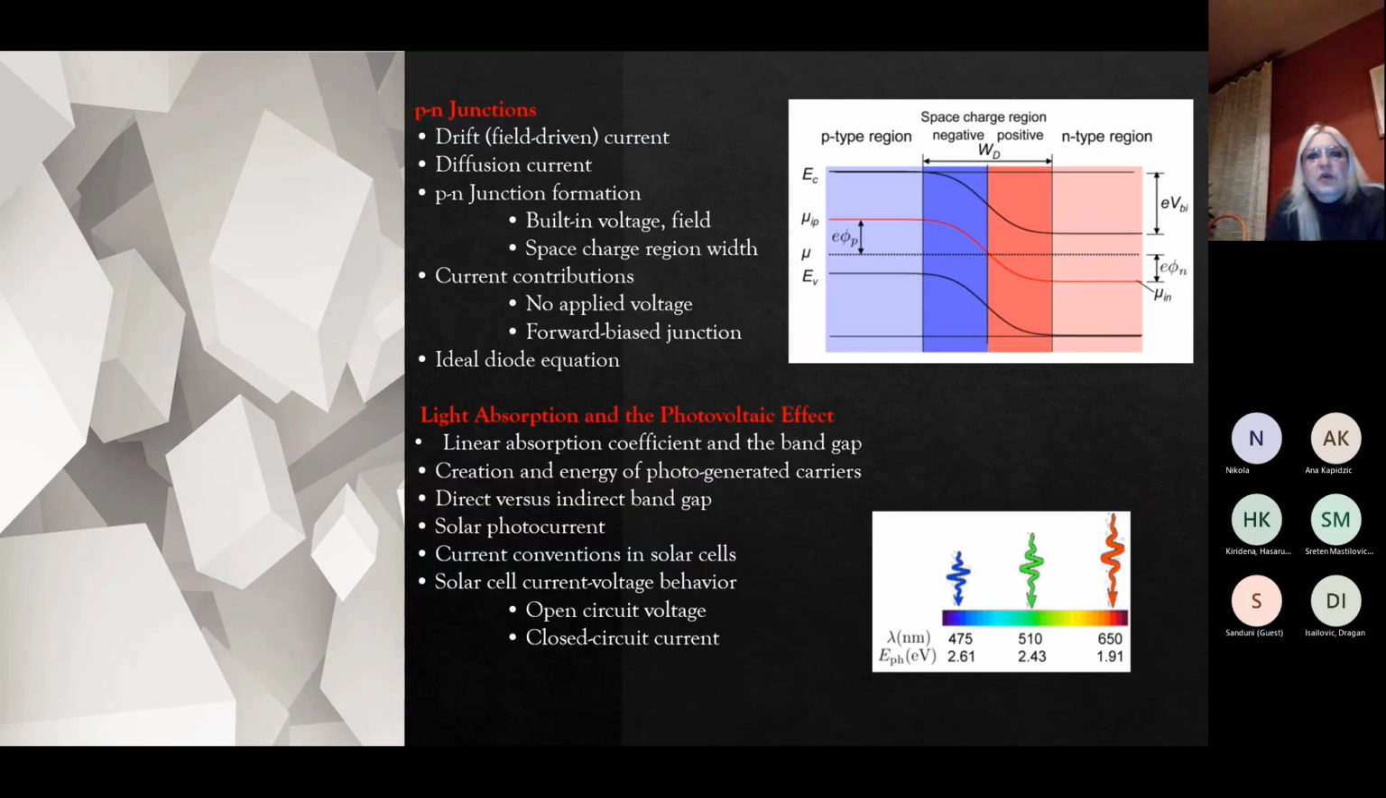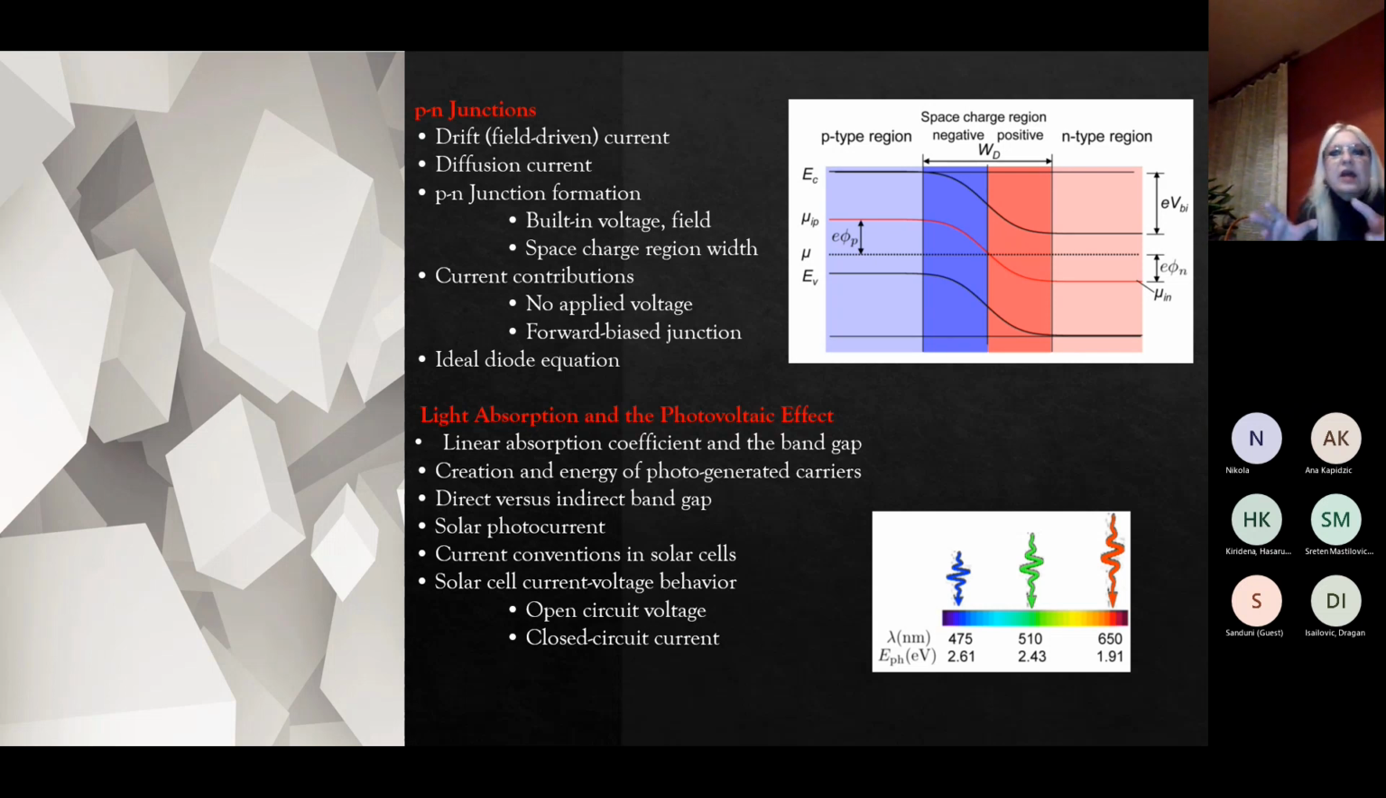So the first part of the talk, we talk about the p-n junction. We're gonna see how the drift field driven current looks. We talked about that in the last lecture, and I'm just gonna remind you about that. Then we're gonna talk about diffusion current, which we have because of the concentration gradient when we have a p-n junction and a different concentration of holes and electrons.